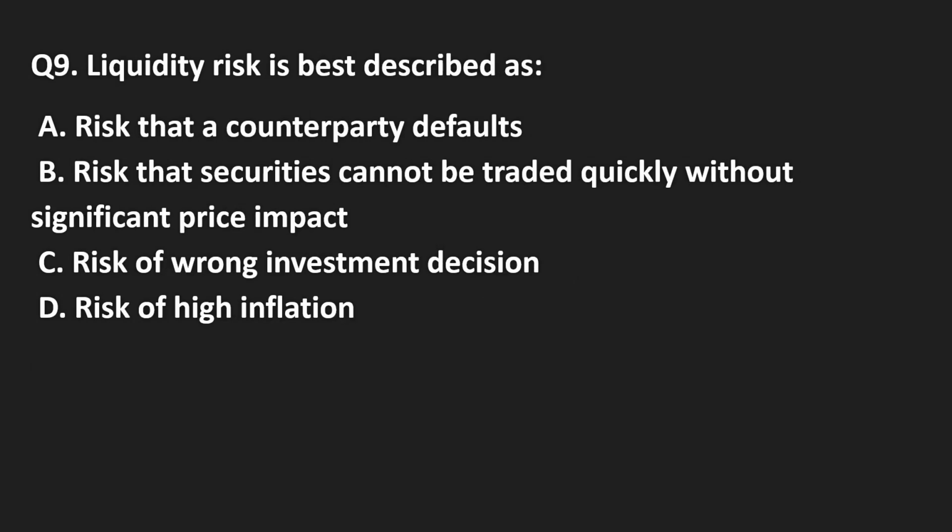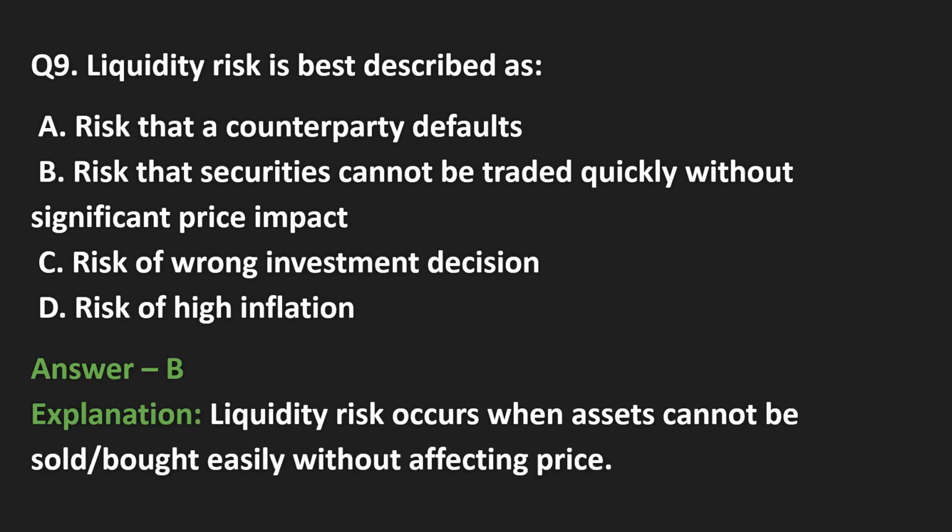Next question. Liquidity risk is best described as option A, risk that a counterparty defaults. Option B, risk that securities cannot be traded quickly without significant price impact. Option C, risk of wrong investment decision. And option D, risk of high inflation. Correct answer is option B, risk that securities cannot be traded quickly without significant price impact. Liquidity risk occurs when assets cannot be sold or bought easily without affecting price.